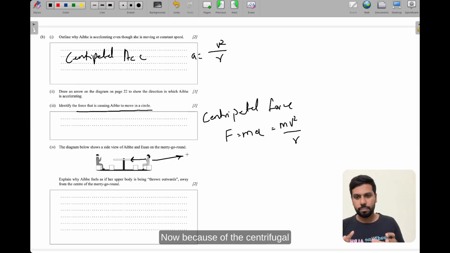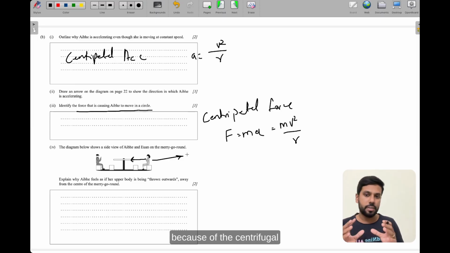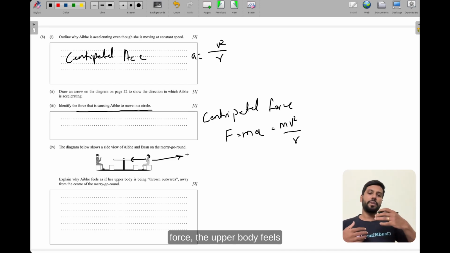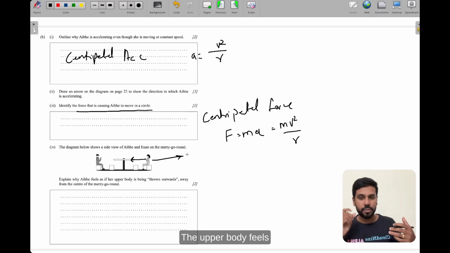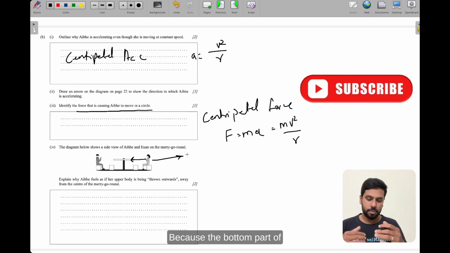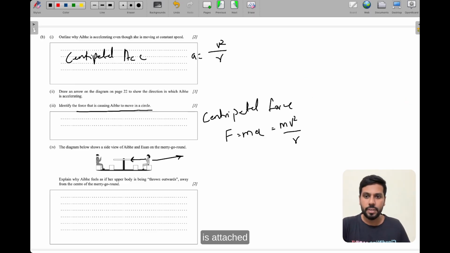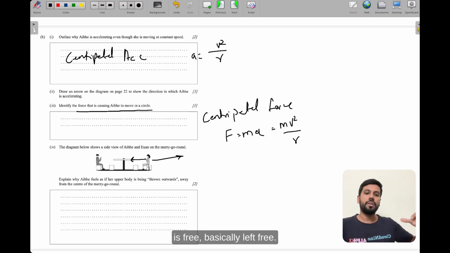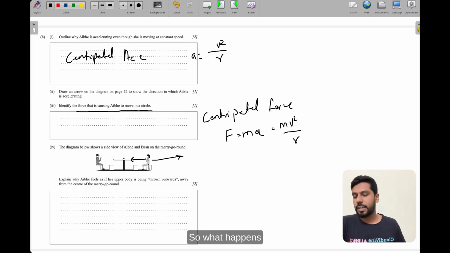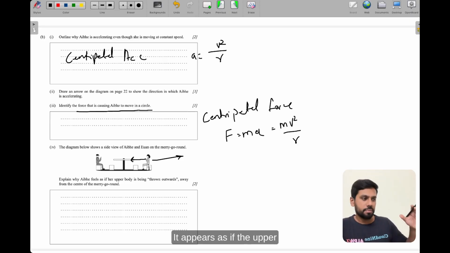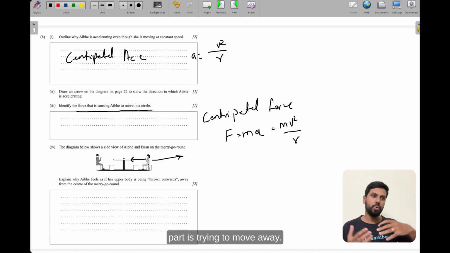Now, because of the centrifugal force, the upper body feels to be thrown outward. Why? Because the bottom part of the body is attached to the merry-go-round, and the upper part of the body is basically left free. So what happens because of that? It appears as if the upper part is trying to move away, right? Because of centrifugal force, it is kind of going outwards.